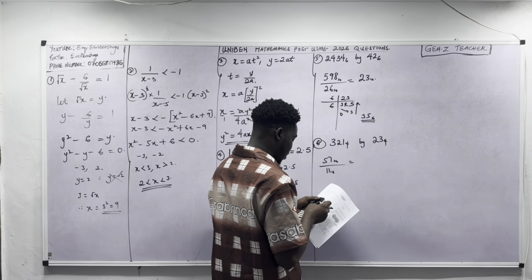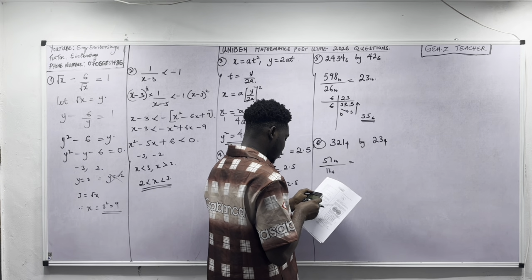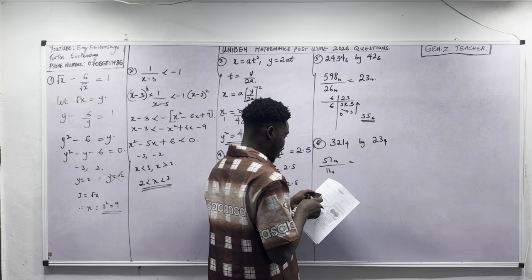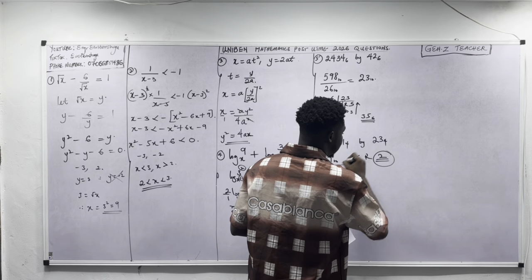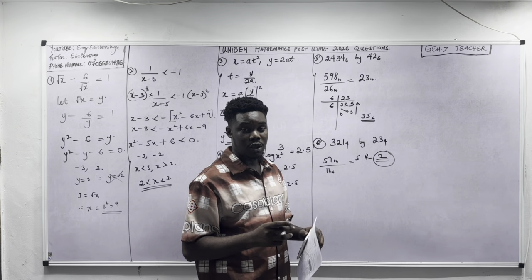I'm going to divide those two together. 57 divided by 11 should give you 5, remainder 2. So it's 5 remainder 2. So the remainder for this answer is 2 in both bases.